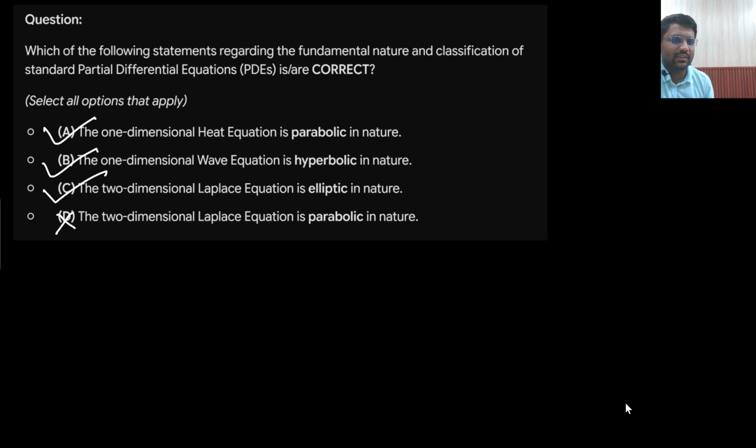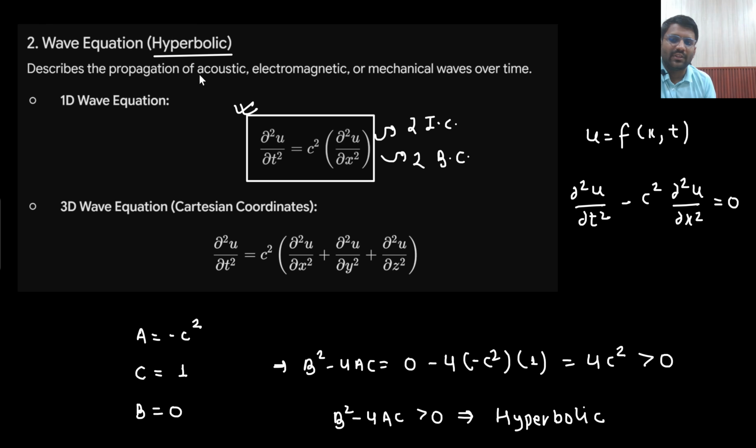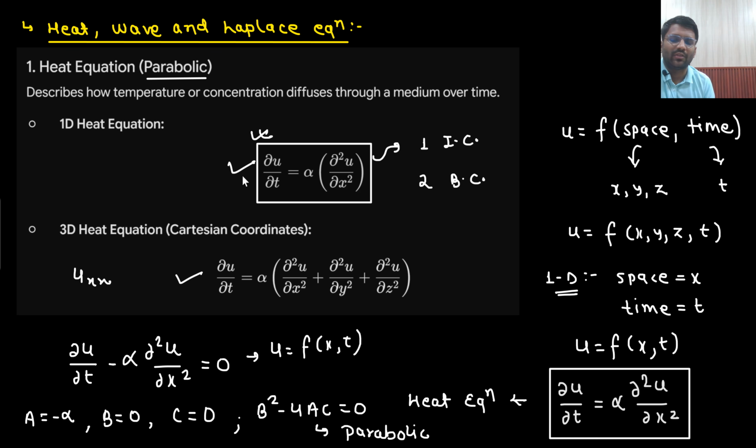No. Have we seen this? Absolutely. Where have we seen this? Here we have seen this. Two dimension Laplace equation was coming out to be elliptical in nature. Wave equation, one dimension wave equation, was hyperbolic in nature. A equals to minus c square, c equals to 1 and b equals to 0. So b square minus 4ac is greater than 0, hyperbolic in nature, and heat equation was parabolic in nature.